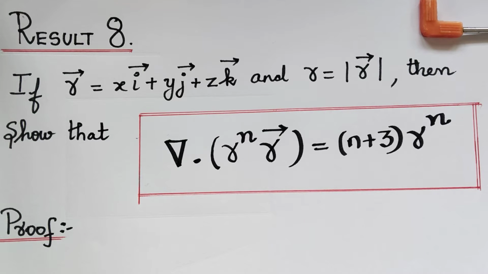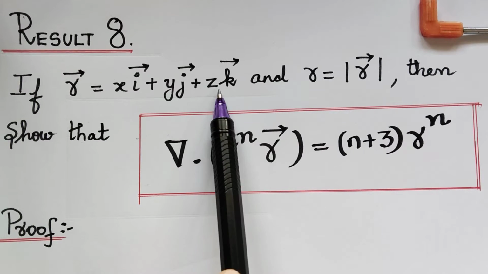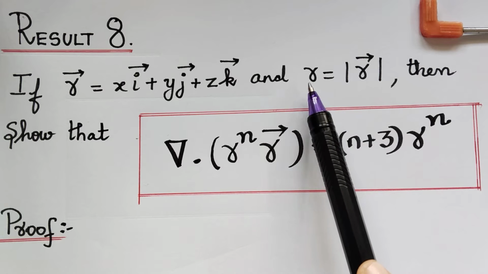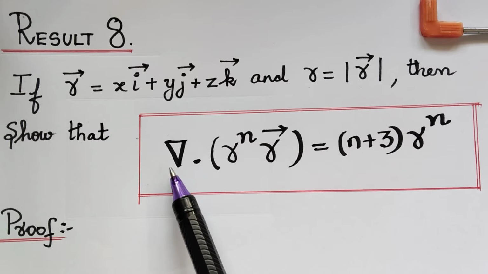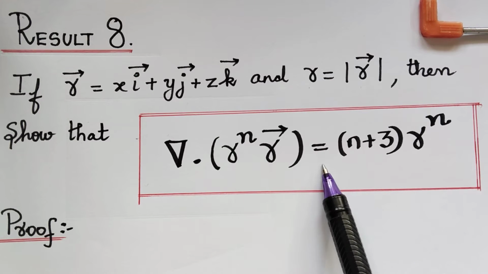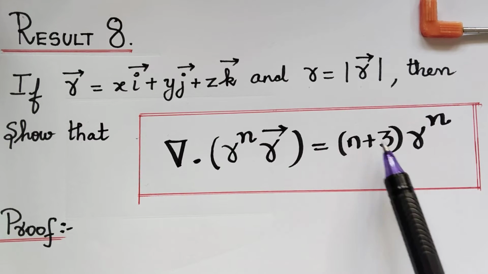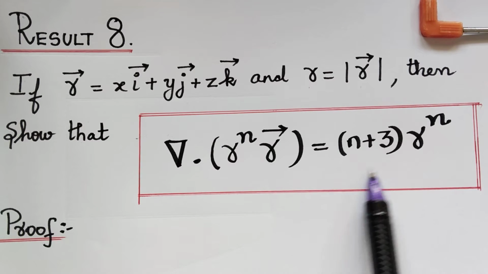Dear students, under the topic vector differentiation, here we have result 8. This is a very significant result from the examination point of view. It is given that if r vector is equal to xi vector plus yj vector plus zk vector and r is equal to modulus of r vector, then del dot r^n r vector is equal to (n plus 3) multiplied with r to the power n. So now we shall prove this result.